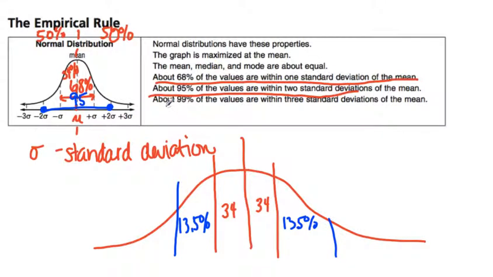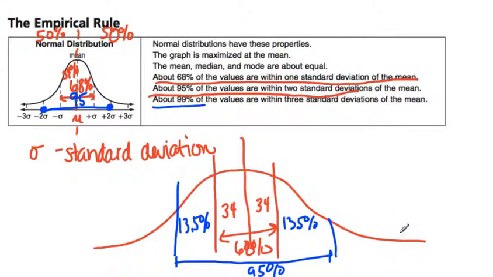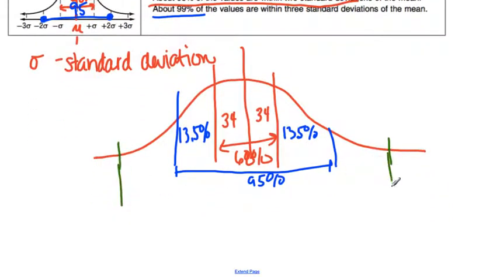Okay, and then within 3 standard deviations, 99% of the data would be there. So if this is a total of 95 right here, 95% of the data is here, 68% of the data is here, and roughly 99% of the data is within 3 standard deviations. So from here to here would be 99% of the data. So in this green section is 99.